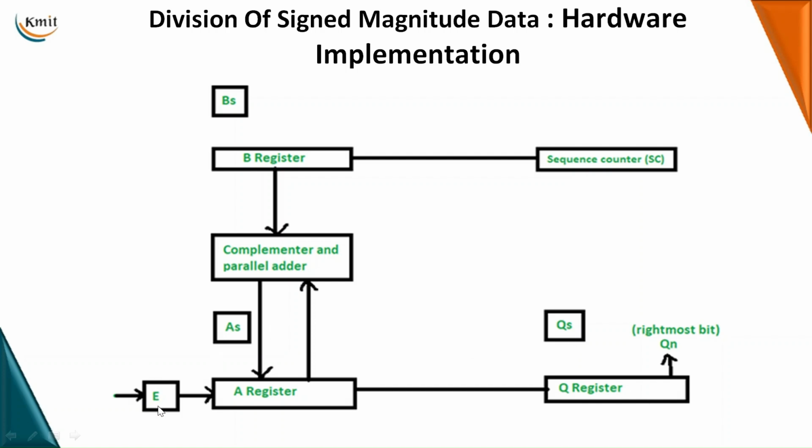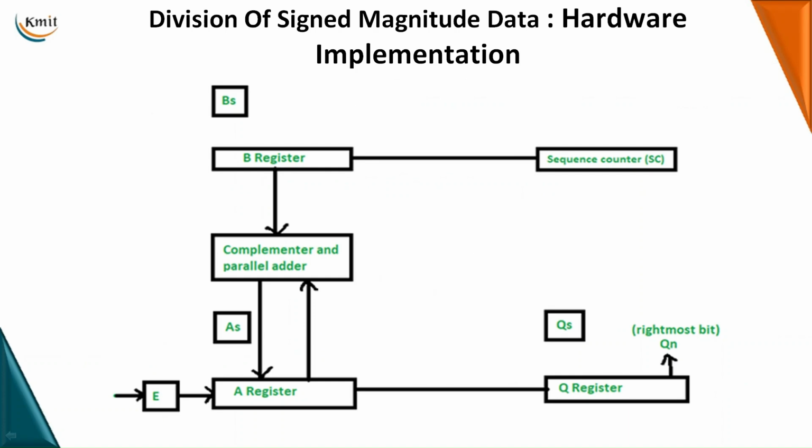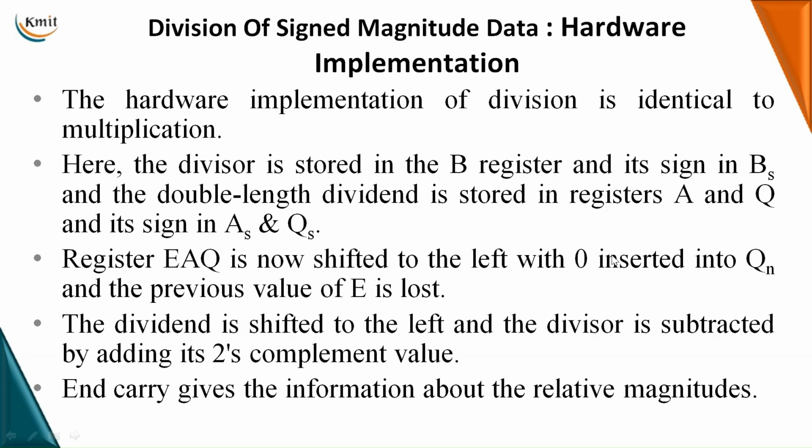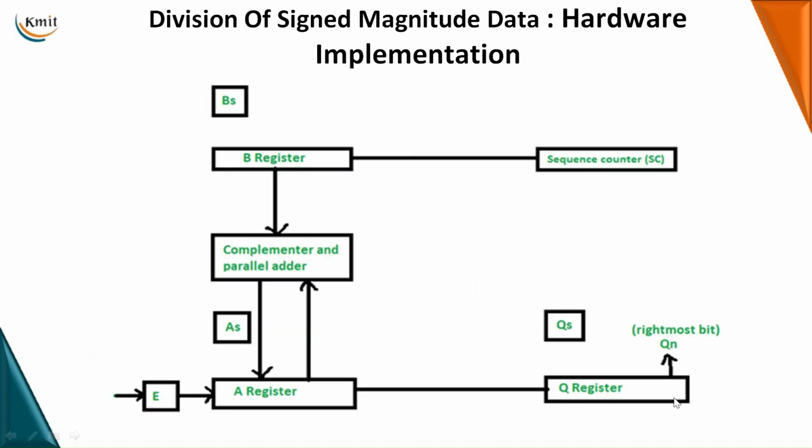Here also, as a part of your division operation, you have to perform a shift left operation on the contents of E, A and Q registers. The EAQ is shifted to the left with 0 inserted in the Qn bit and the previous value of E is lost. So the 0 will be inserted at this end and whatever is the value of E will be lost. The MSB of A will be moved to E, whereas the MSB of Q will be moved to the LSB of A, and the Qn bit you insert as 0.